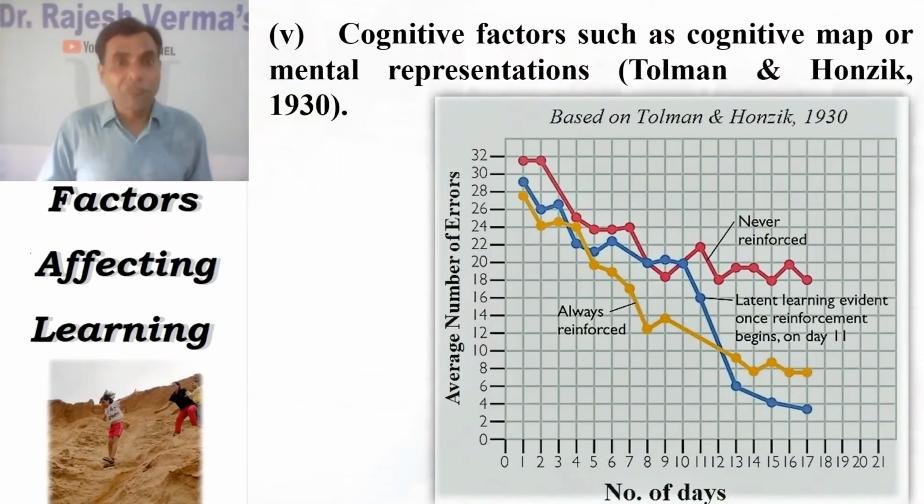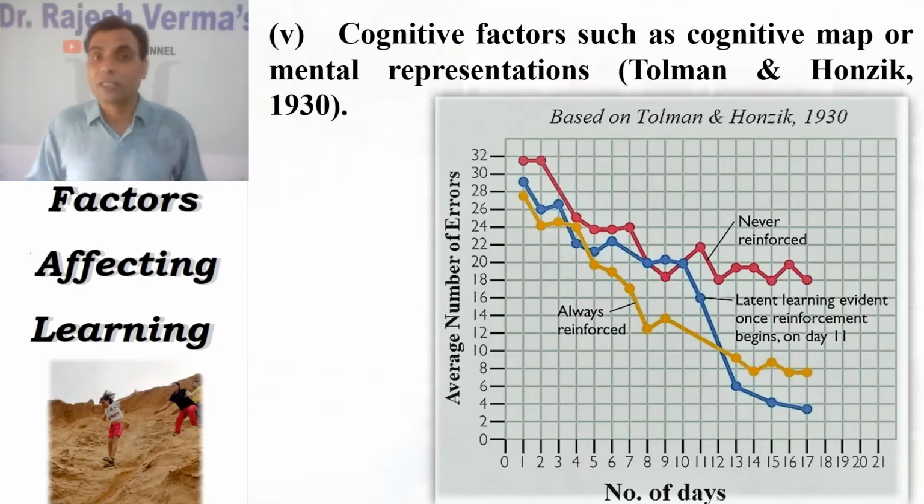And the last factor that affects operant conditioning, the cognitive factors, such as the cognitive map or the mental representation. For that, you need to understand and read the Tolman and Honzik's experiment. It's a beautiful experiment. This graph represents the results of that experiment. There are three curves. So you see in the first one, a yellow one.